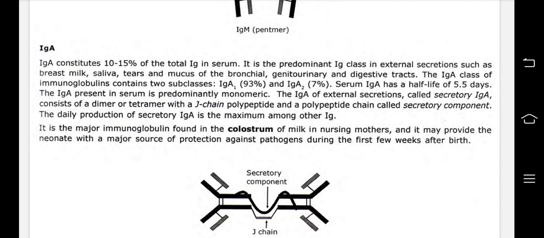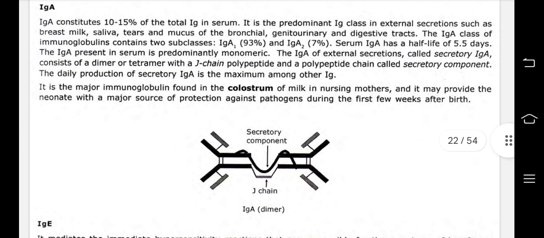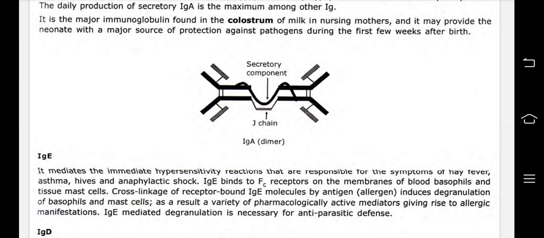The IgA of external secretion is called secretory IgA. It consists of a dimer or tetramer with a J chain polypeptide and a polypeptide chain called secretory component. The daily production of secretory IgA is the maximum among other IgA. It is the major immunoglobulin found in the colostrum of milk in nursing mothers, and it may provide the neonate with a major source of protection against pathogens during the first few weeks after birth. Secretory component, J chain, IgA dimer.